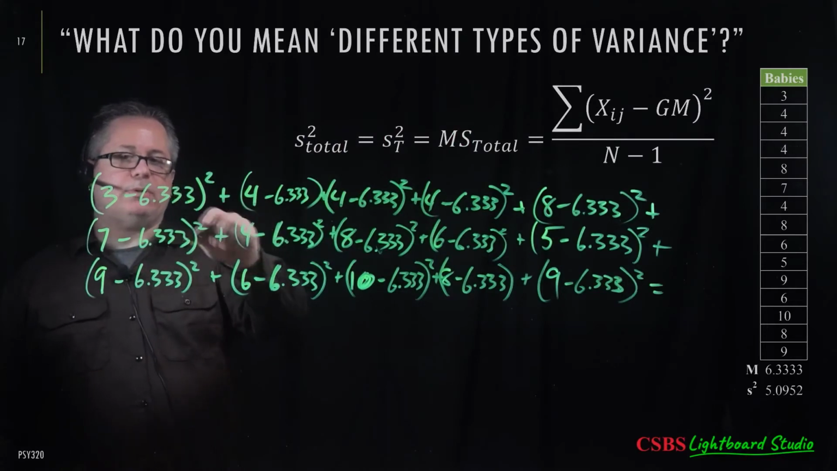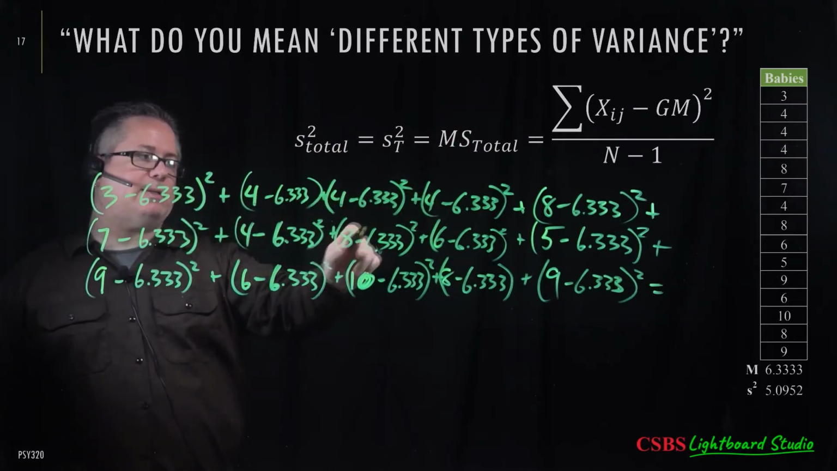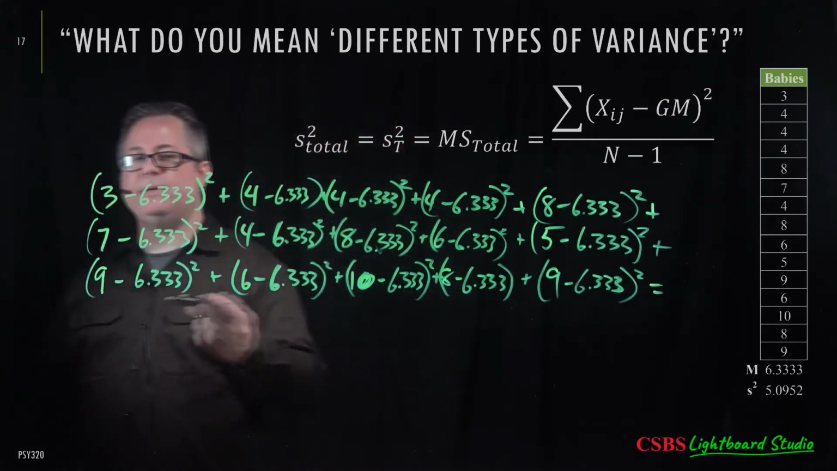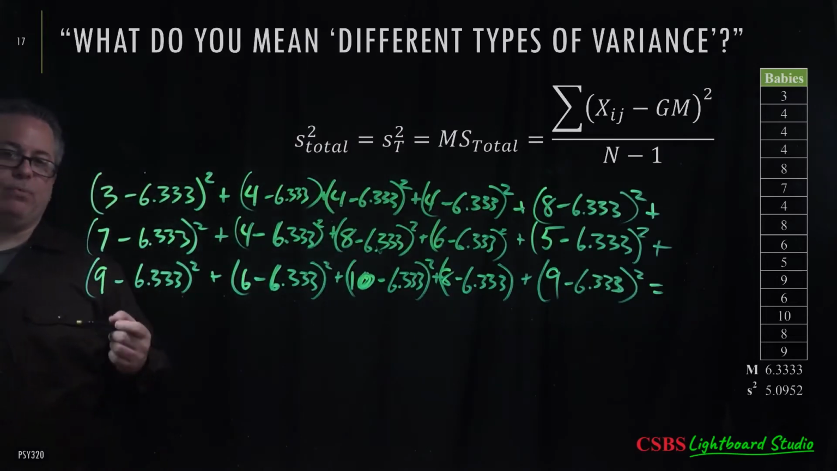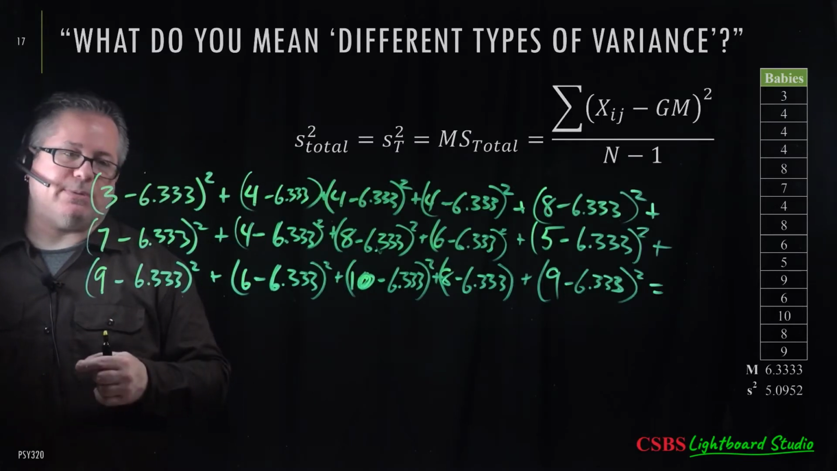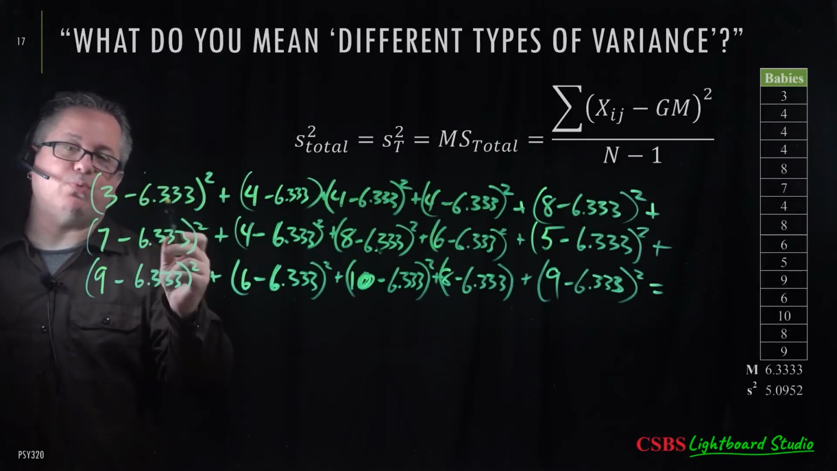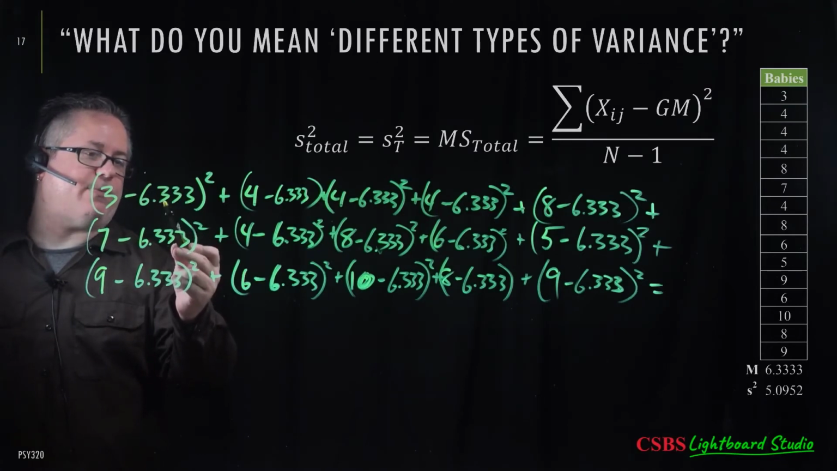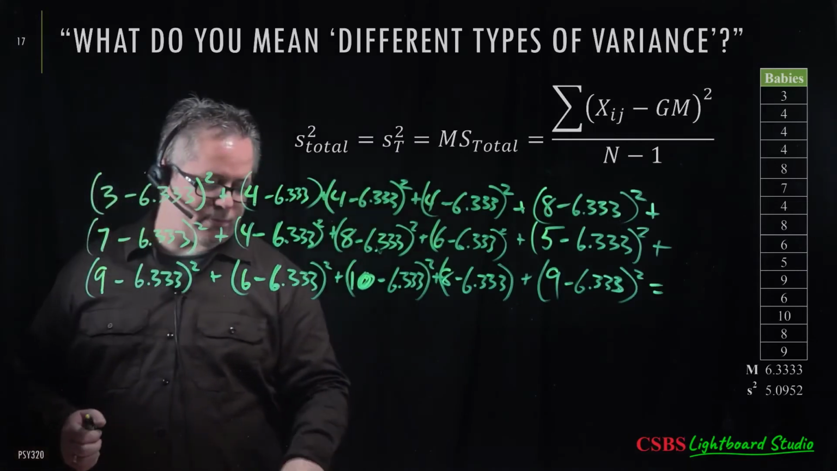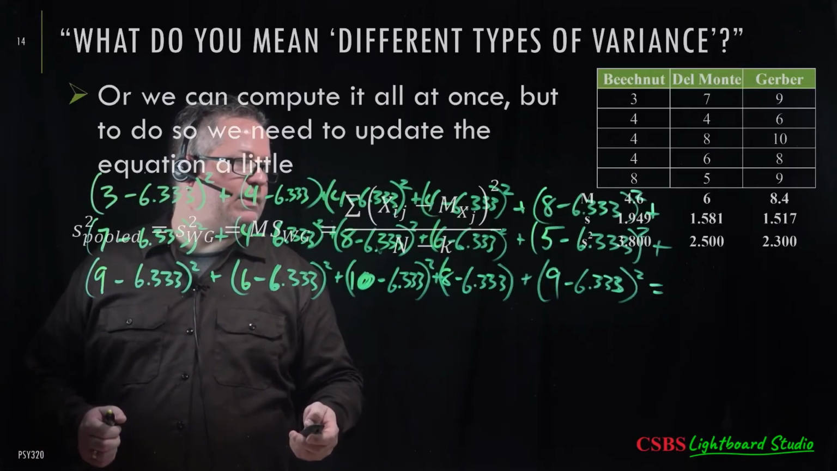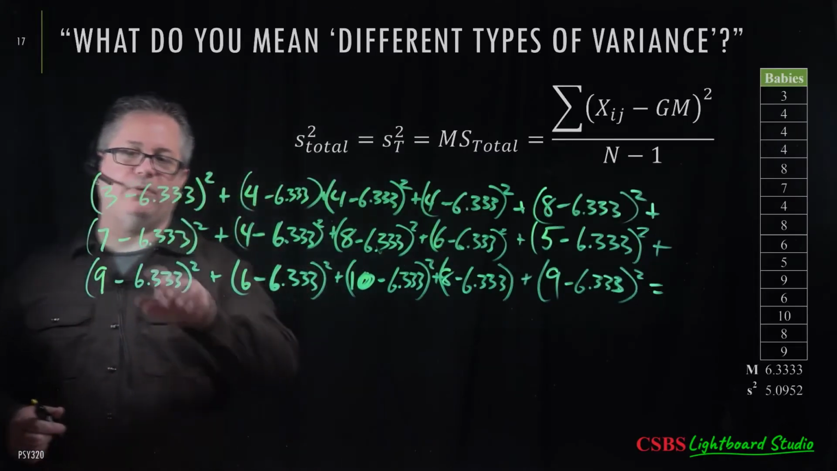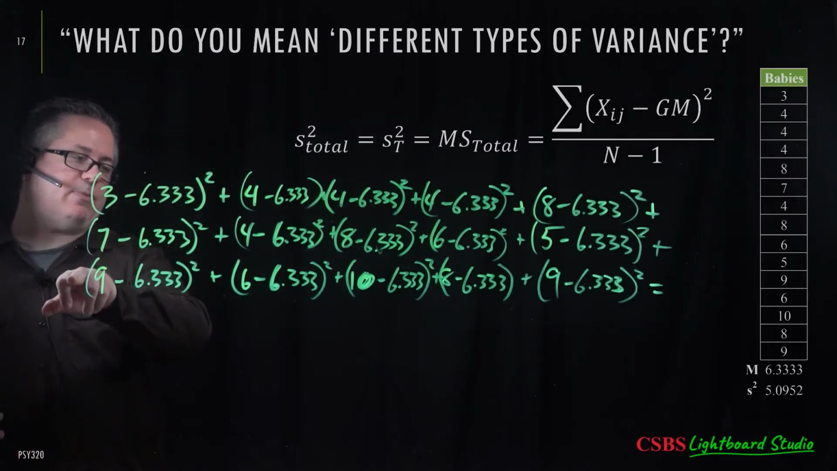So you notice the first parts, the 3, 4, 4, 4, 8, 7, 4, 8, 6, 5, 9, 6, 10, 8, 9. Those are all the same as they were in the previous equation. The difference was that in that previous equation, we were subtracting out the mean of each group. I forget already, what were those means? We subtracted out 4.6, 6, and 8.4 each time. So it was 4.6 over here, 6 there, 8.4 over here.